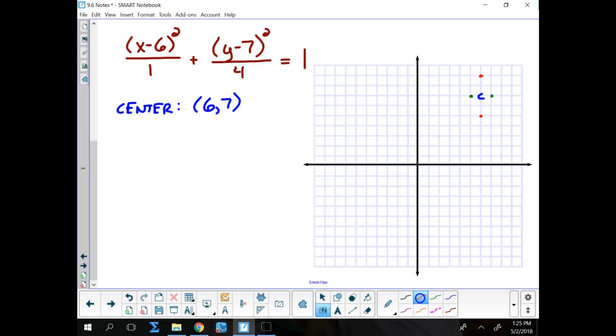So that means that the vertices are the end points of that major axis. So that would be at 6, 9 and 6, 5. Agree? We can now draw it in.